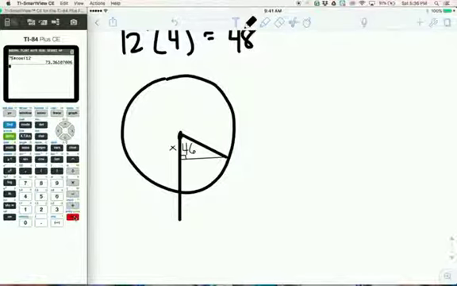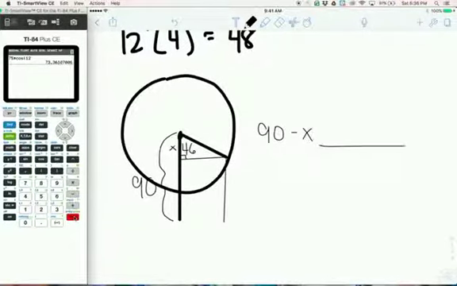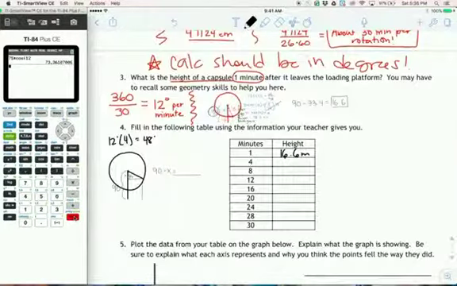Remember, from here to the ground is 90. So 90 minus x will give us this height. Remember, this height right here is the same as this height. So we're trying to find 90 minus x to give us our height. You're still going to use cosine, and you're going to follow the same steps as we did in the previous example.